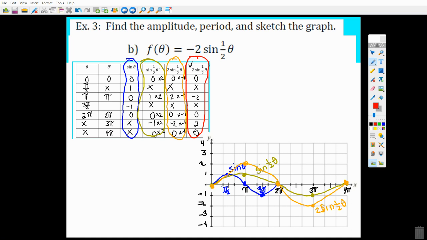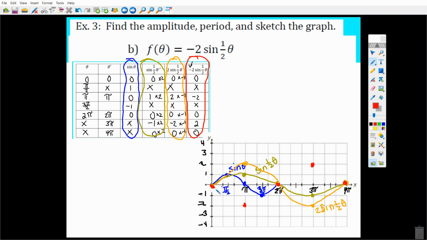That negative is going to take the orange one and treat the x-axis like it were a mirror. So this point will go down here, and that will stay there. At 3 pi, this value here is going to go up here across the x-axis, and then that will stay there. So at 0, it's still 0. At pi, it's going to be -2. At 2 pi, it's going to be 0. At 3 pi, it's going to be +2. And then at 4 pi, it's 0.